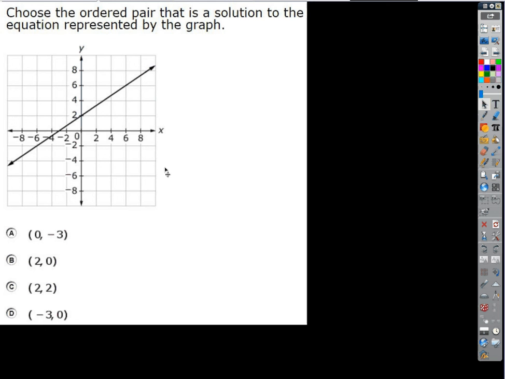So now let's remember the connection here. It says choose the ordered pair that is a solution to the equation represented by the graph. Think what a graph means. If I've got some equation represented by a graph, the solutions to the equation are just the points on the graph, right? There are an infinite number of points on that graph.